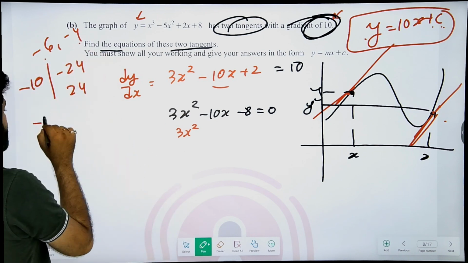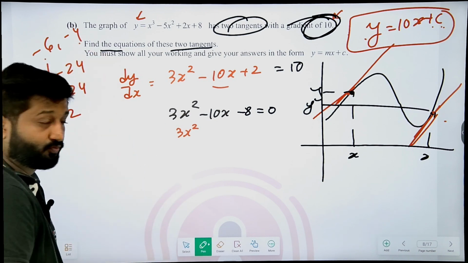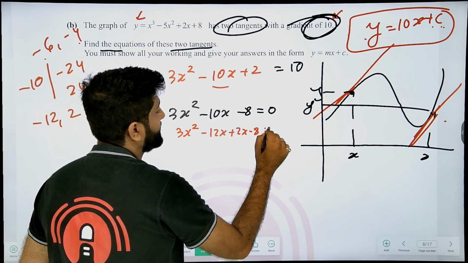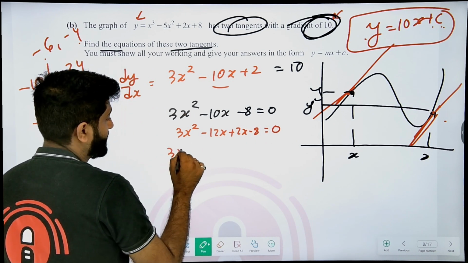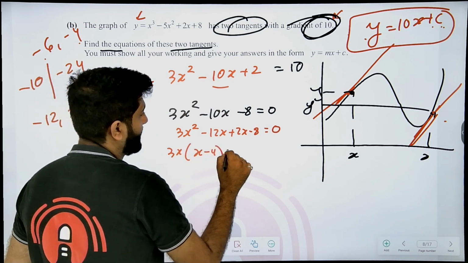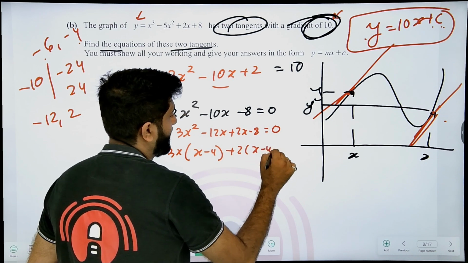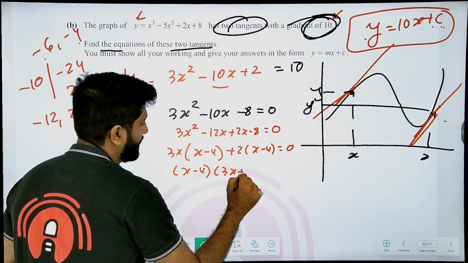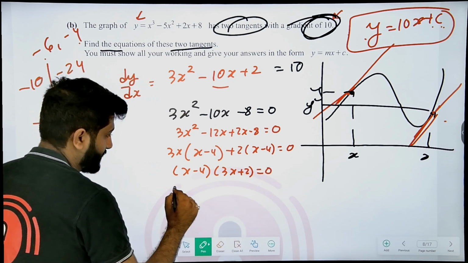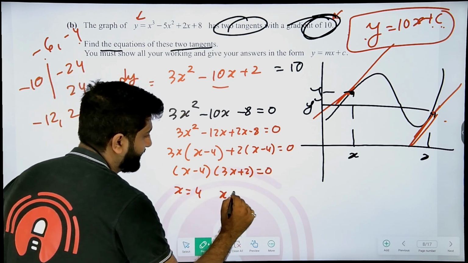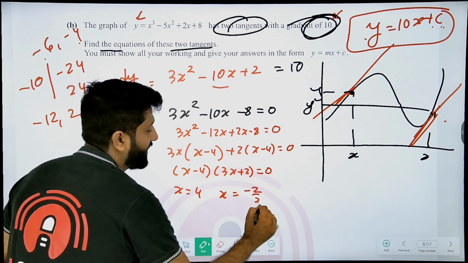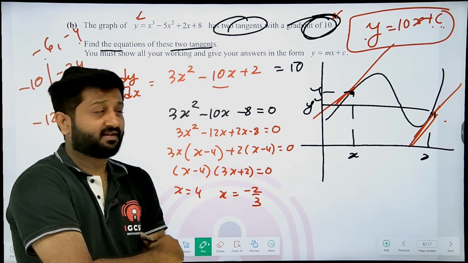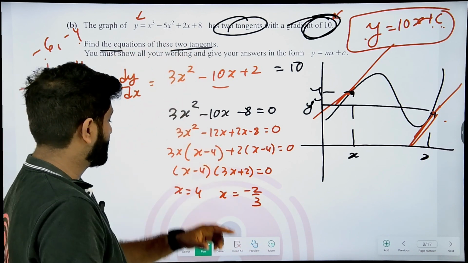I think I'm supposed to take negative 12 and 2. So you have negative 12x plus 2x minus 8 equals 0. So I'll take 3x common, x minus 4, plus 2 common, x minus 4, equals 0. So you have x minus 4 into 3x plus 2 equals 0. So your x is 4 and the value of the other x is negative 2 by 3. Right. Now guys, I think we do have to find out the value of y first.